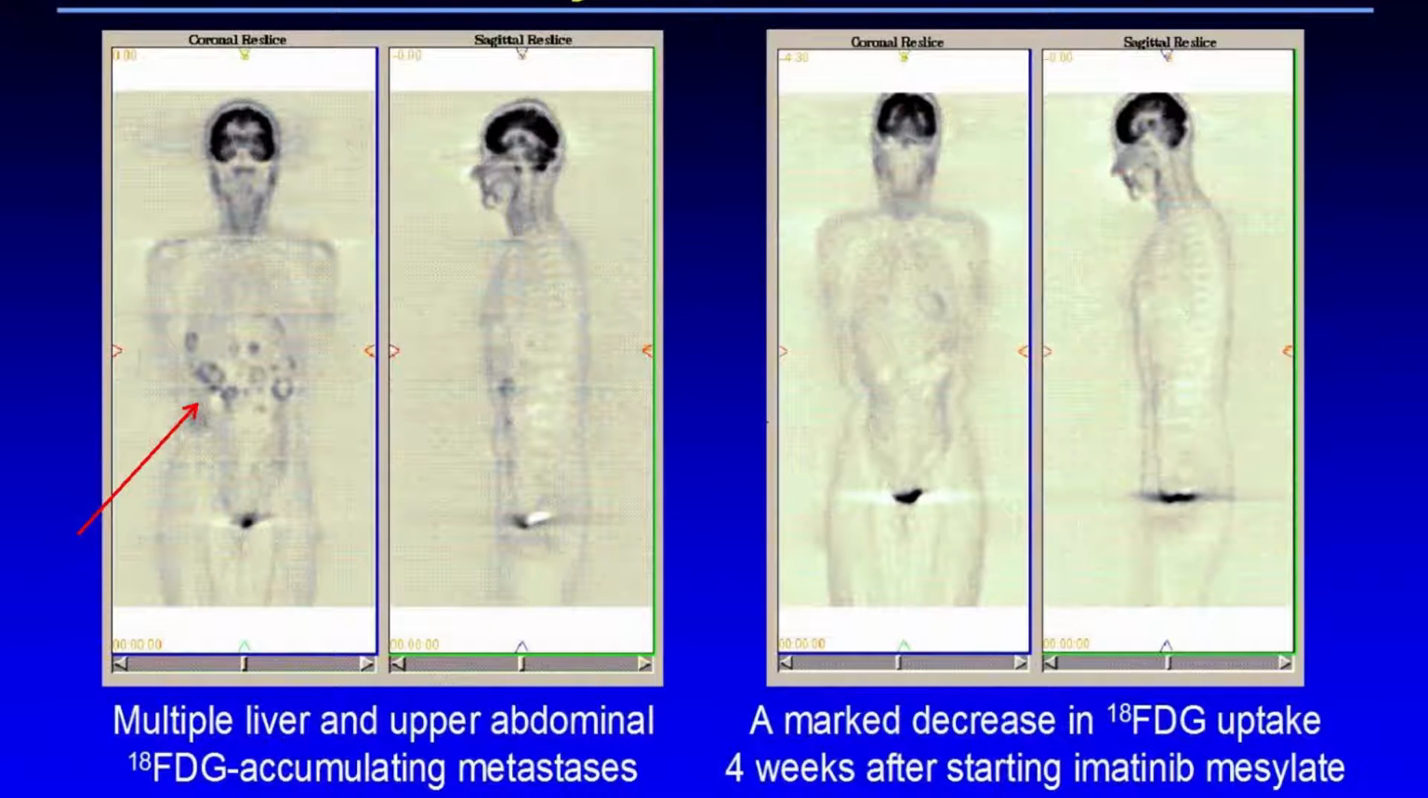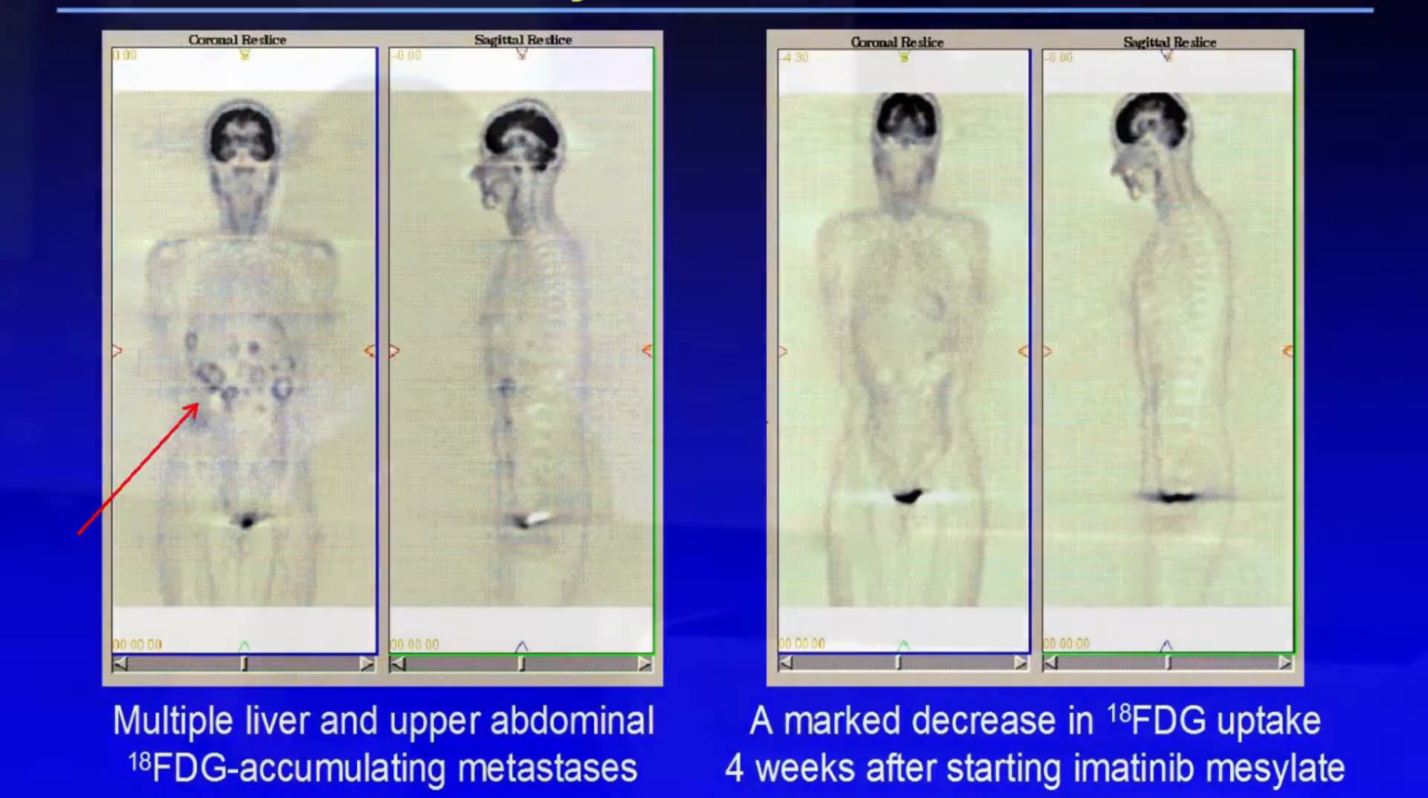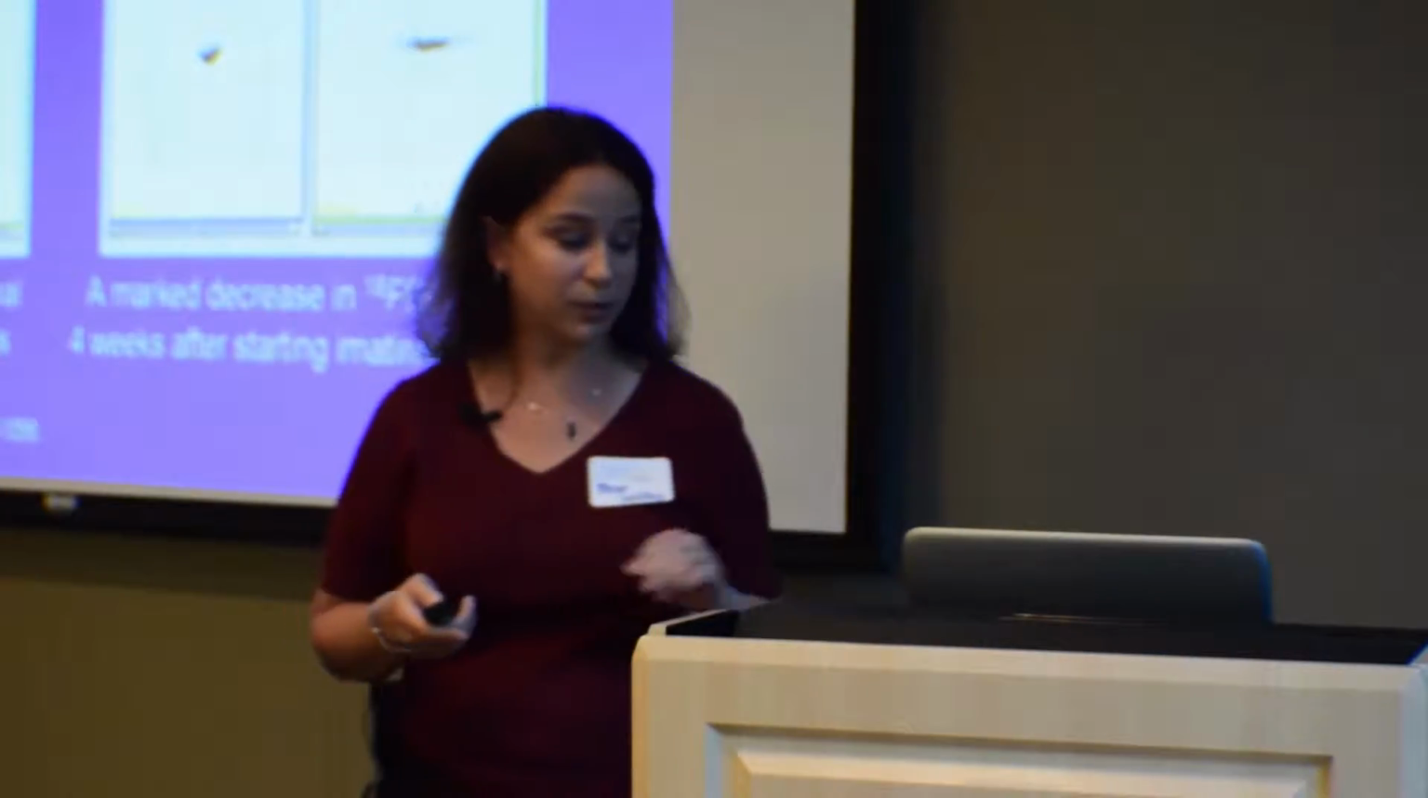But what we have found is that even just a few days or weeks after starting Gleevec, that signal shuts down. So even before the tumor shrinks, the cells are going into hibernation. That growth and that activity and taking up of the sugar is shut down pretty quickly. This is 4 weeks after starting Gleevec, and you can see that there's really no evidence of any active tumor. So this drug works really, really quickly.